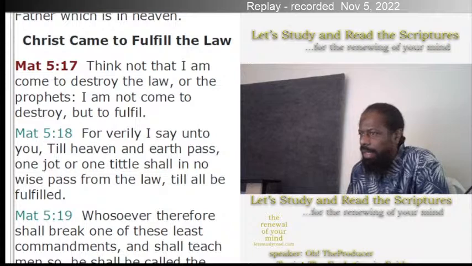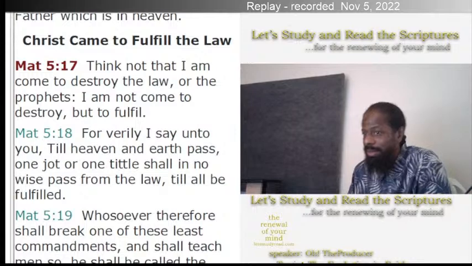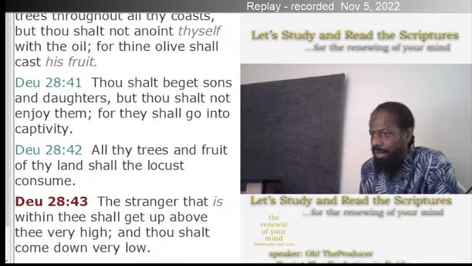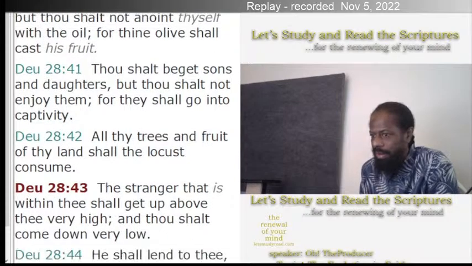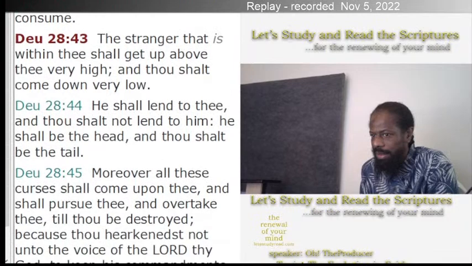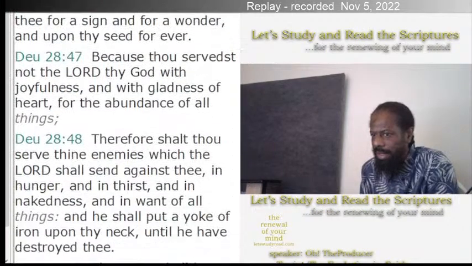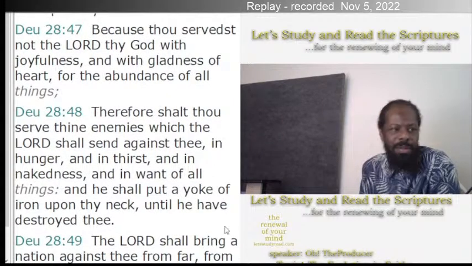One of the key points that I like to bring back up is, part of that agreement is serve the Most High or serve your enemies, right? Because that's what he said. Either you're going to serve the Most High or you're going to serve your enemies. That's the choice that you got right there. Let's check that out. That was in Deuteronomy 28 and 48.